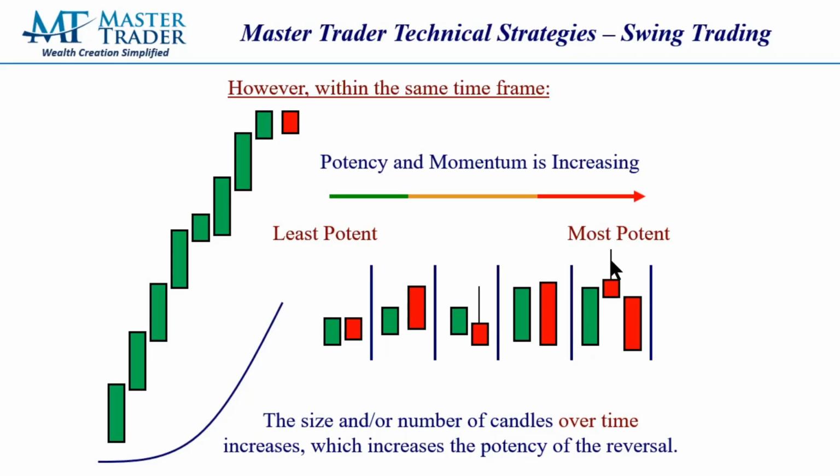Wider bar up, attempt to go up. That was a green bar. It turned into a topping tail bar, and then it opened in that area and traveled all the way back down below the low of both lows. So the size and number of candles over time increases, which increases the potency of the reversal. Of course, that's in the time frame that we are viewing.